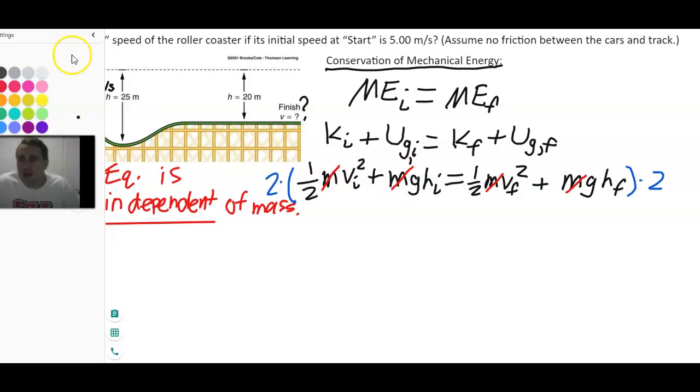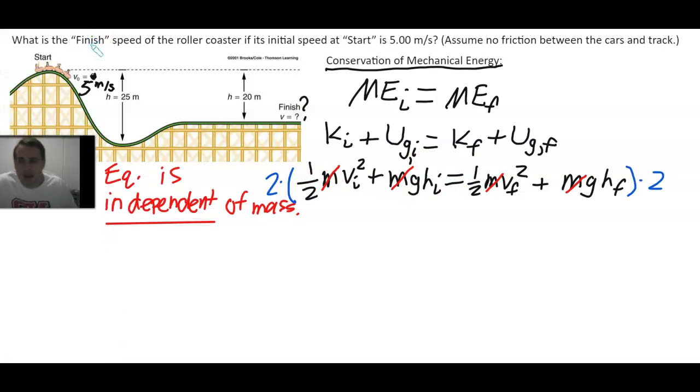All right, so let's write down what we have remaining. What we have remaining is v initial squared plus 2gh initial is equal to v final squared plus 2gh final. Remember, v here is velocity, g is the gravitational constant for Earth, and h is the height.